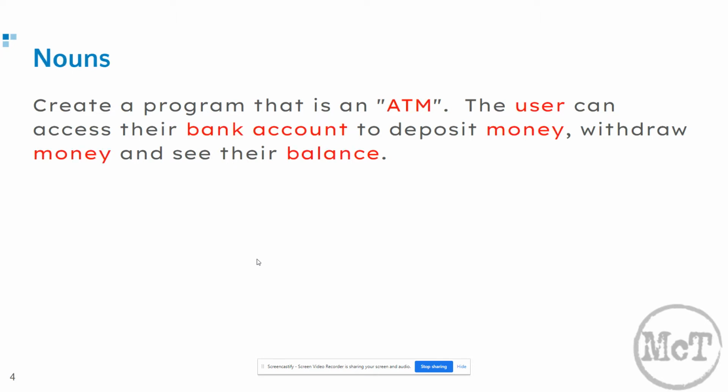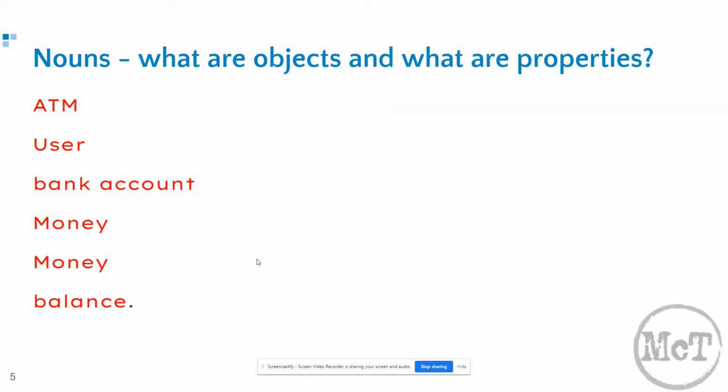Now, the first thing with object-oriented programming is to go through and figure out what the nouns are. So you've written out what your program does, and then you figure out what are the nouns. I have highlighted the nouns in red: ATM, user, bank account, money, money, balance. So this is a list of those nouns, and the key thing is what are objects? The objects are going to become the classes, and then which things would better be described as properties. So these would be properties of the object.